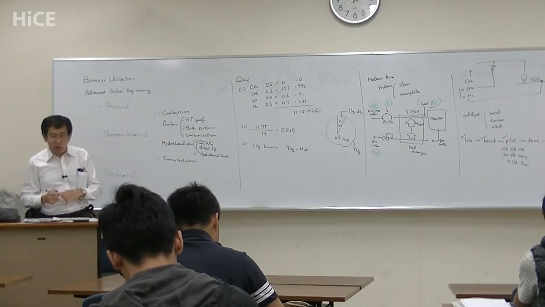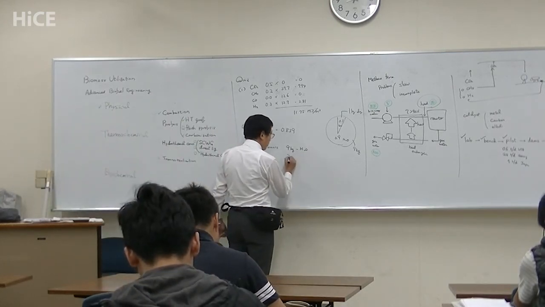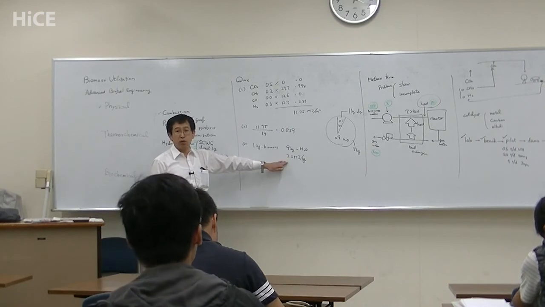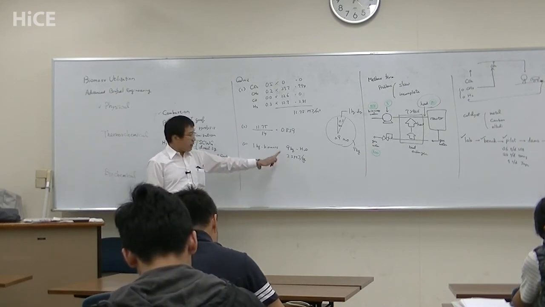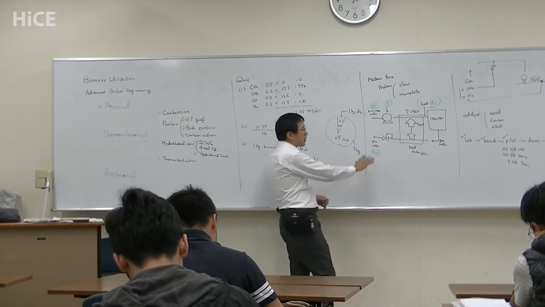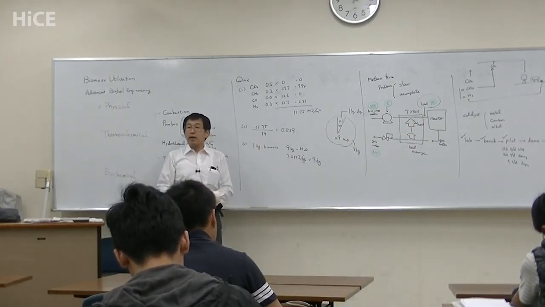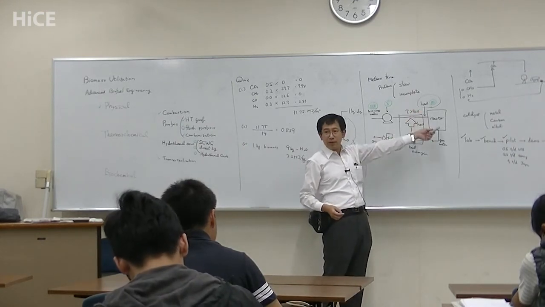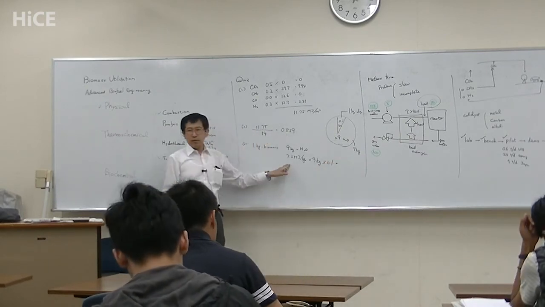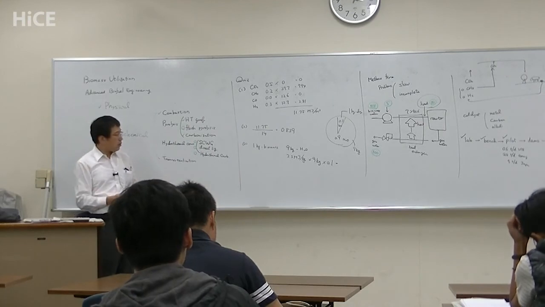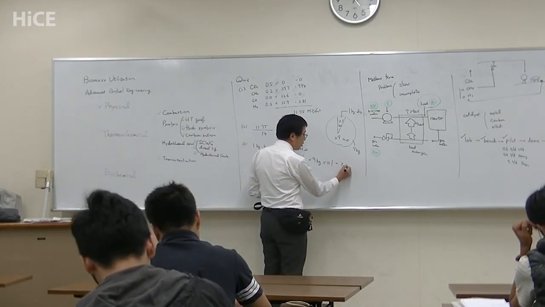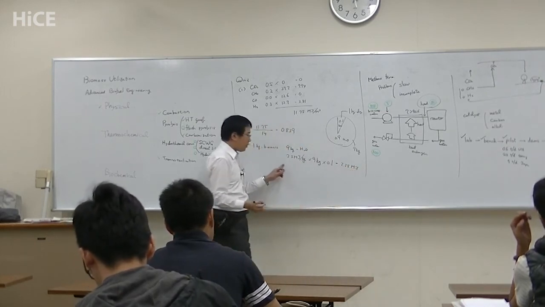For each kilogram, you need 2.5 megajoule. This is the heat required to produce supercritical water for 1 kilogram water. Now we have 9 kilogram. You need this heat. Now, 90% we can recover, but 10% we have to add. So this heat is times 0.1. This is the heat we have to add. How much? 2.25 megajoule. Right?